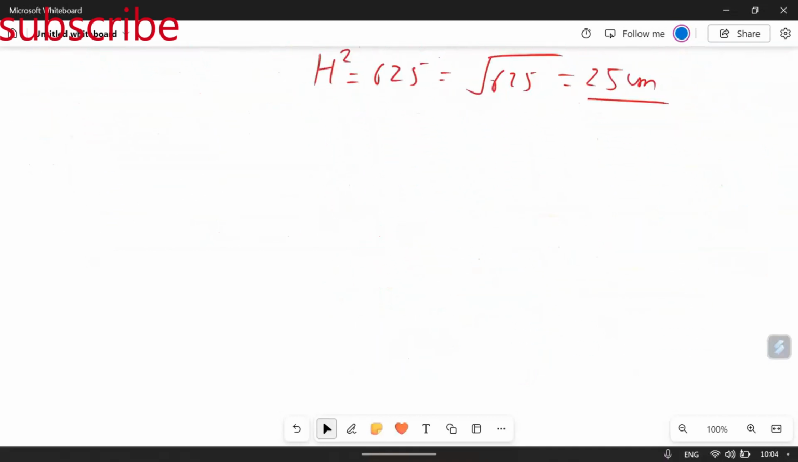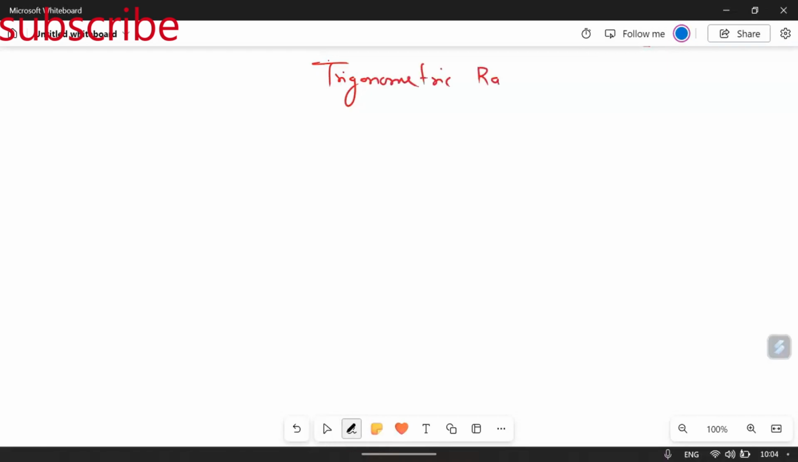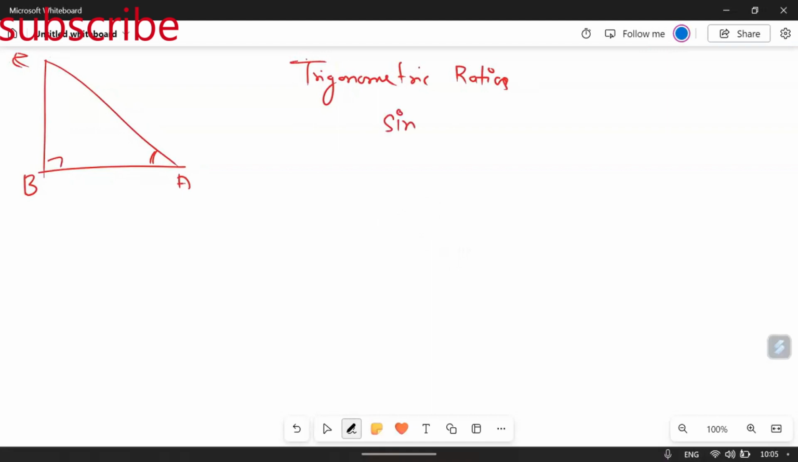Now we are going to introduce the trigonometry ratios to you. So the next topic is trigonometry ratios. What are trigonometry ratios? I have drawn this triangle in front of you, which is right angle at B. Here it is A, B, and C. With respect to angle A, there are 6 trigonometry ratios. One is sine A, the other one is cos A, the third one is tan A. First we will discuss these three, then we will go ahead.